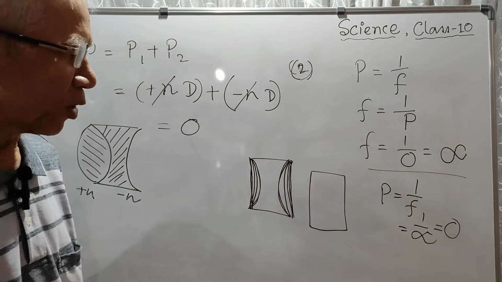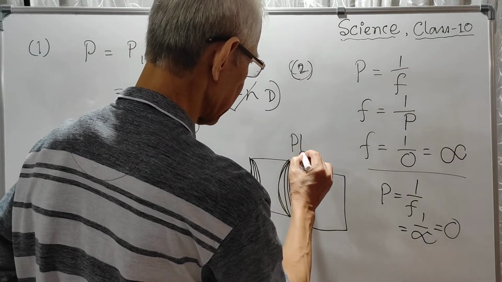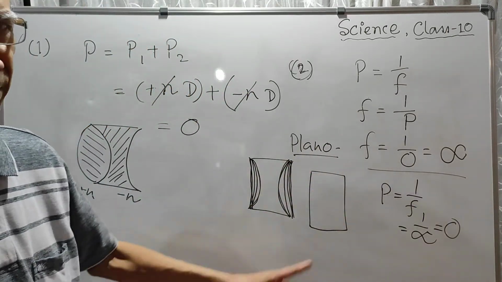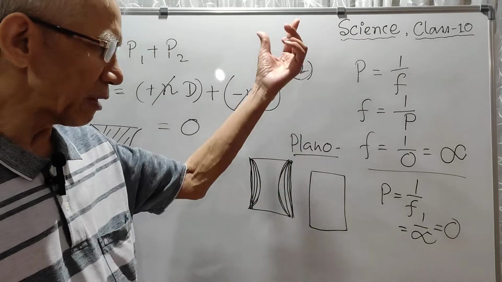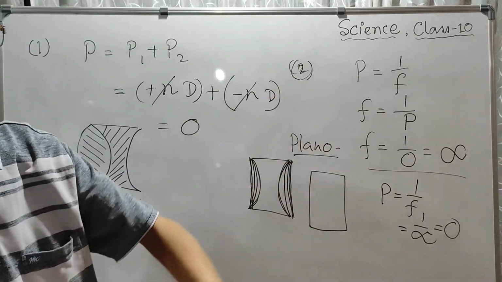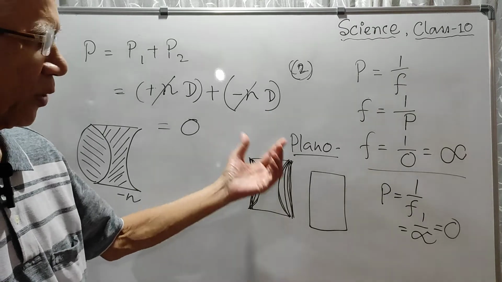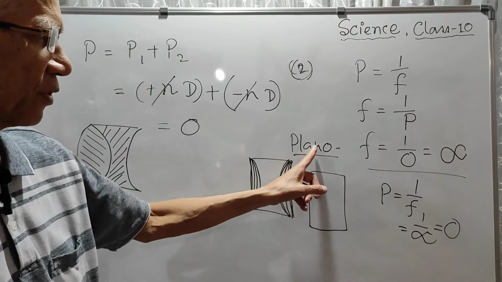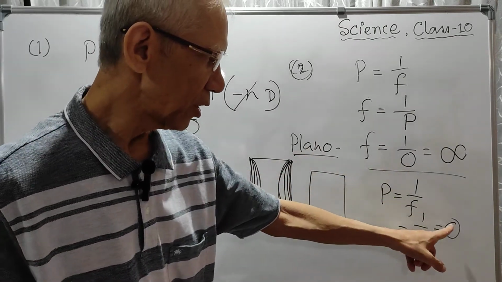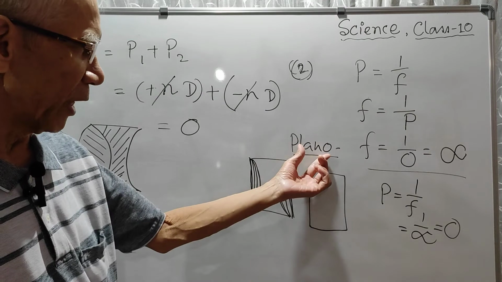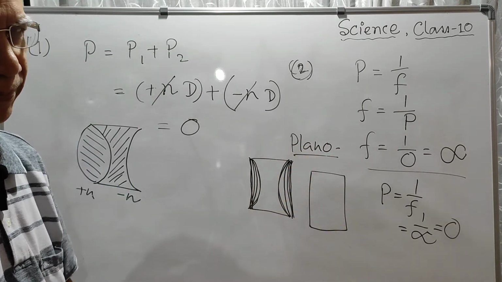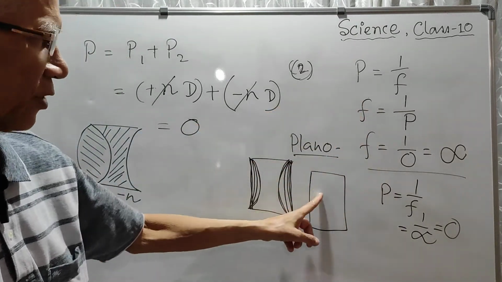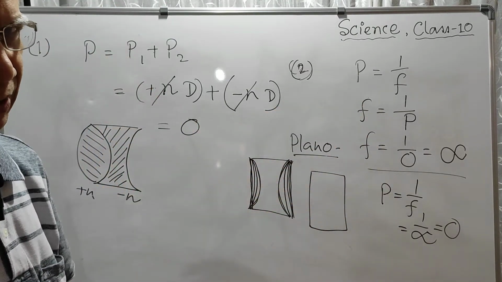So it becomes a plano lens. This kind of lens is called plano lens. Plano, because you see this surface is plane. Or you can compare it to just an ordinary glass pane in your doors and windows. This side surface is straight. So this lens will have what? Power 0. So you can call it plano lens, or you can call it just a glass pane. All right. So this is how we can make a single lens of 0 power.